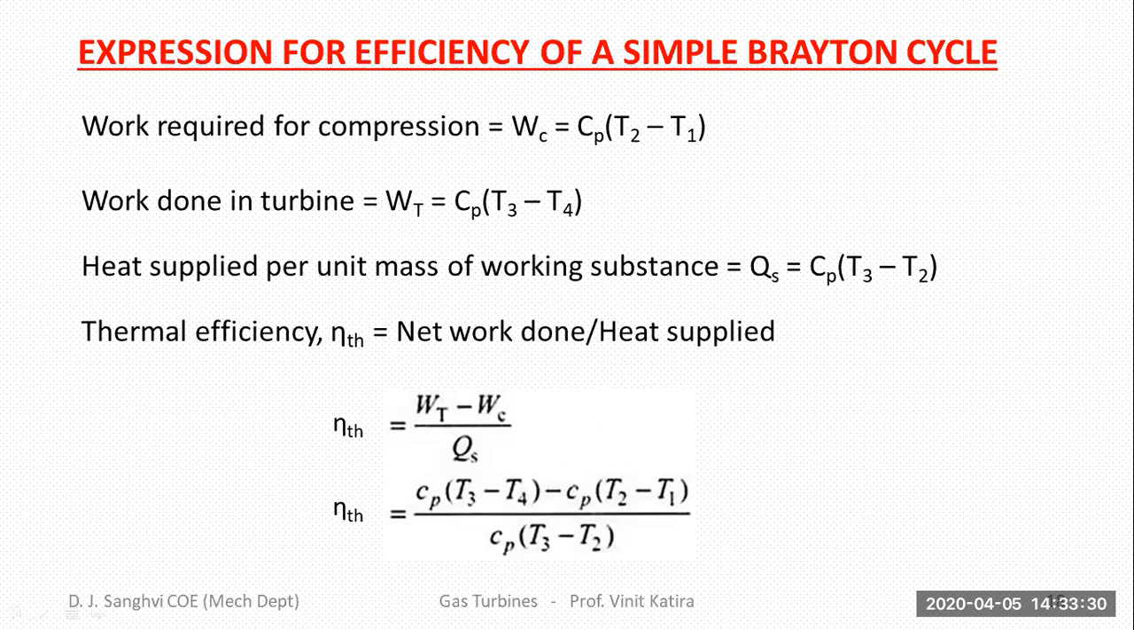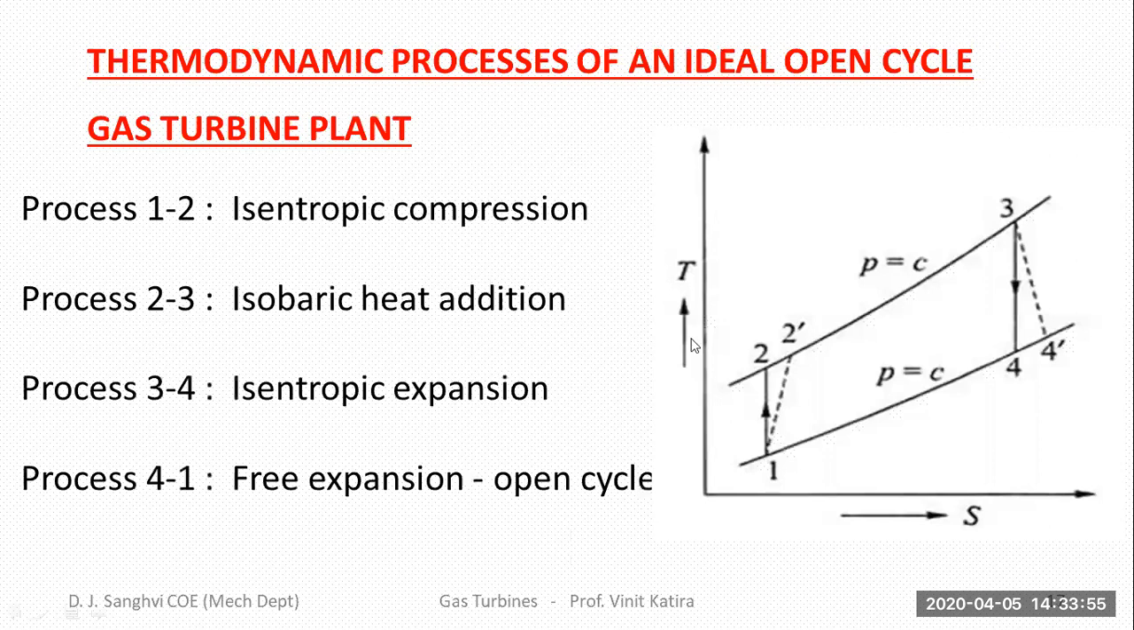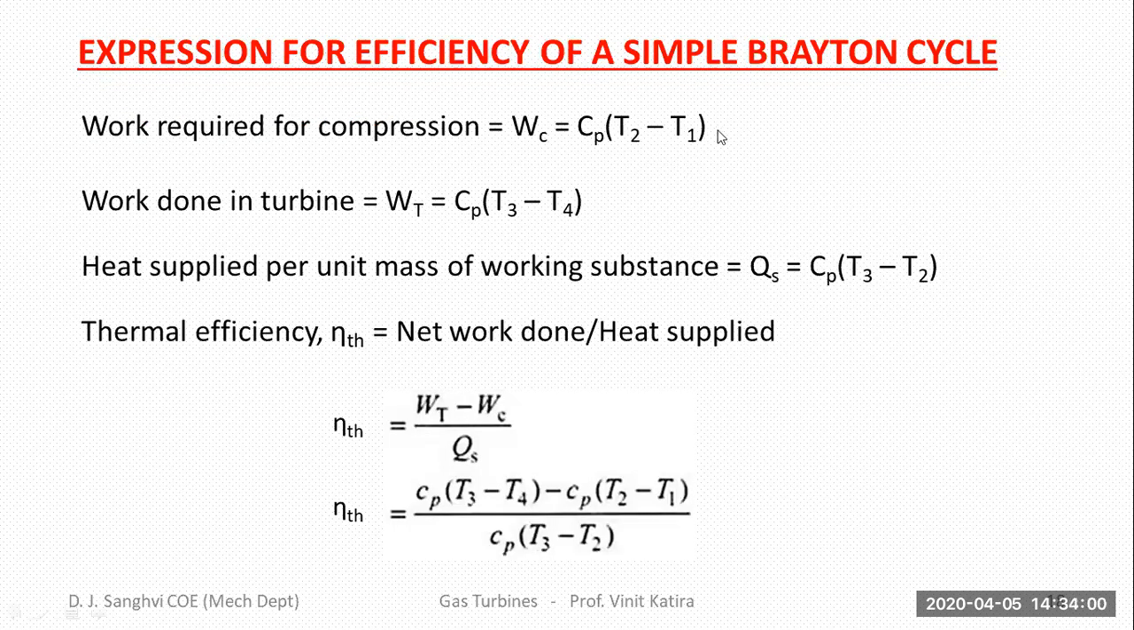Okay. So next is the expression for efficiency of a simple Brayton cycle. So we know that the compressor is driven by the turbine. So your turbine is going to first power the compressor, and the remaining power is going to be used to produce electricity. So work of compression is Cp (T2 minus T1). Over here you can see T2 minus T1. Cp (T2 minus T1) is your work of compression. This will be in kilojoule per kg.